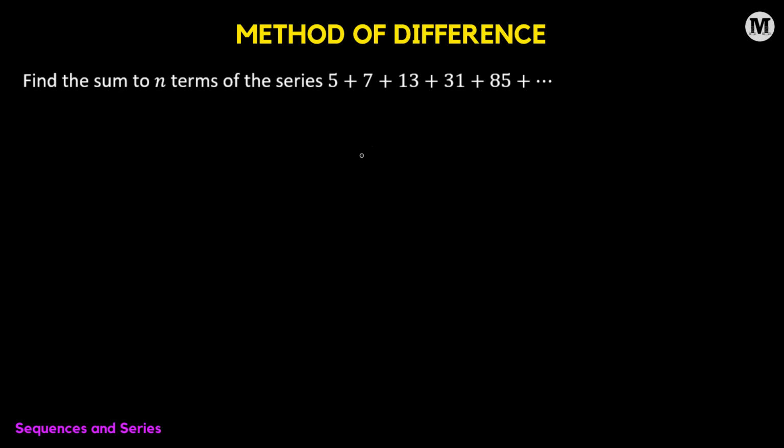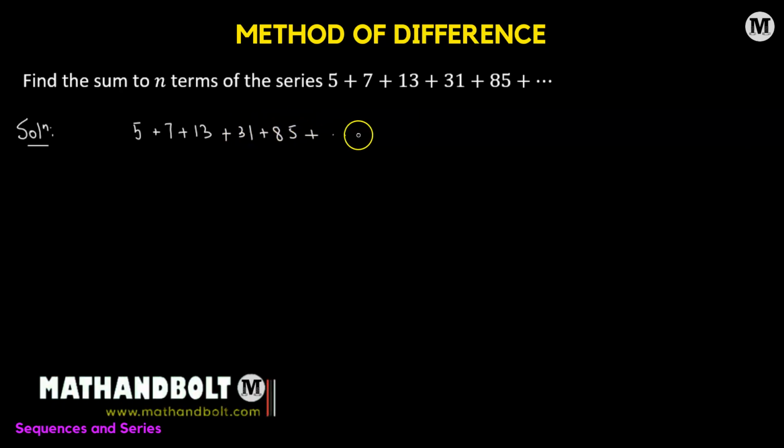Find the sum to n terms of the following series. Let us begin. So here we have a series where the first term is 5, followed by 7. Then we have 13. Next term is 31. And then we have 85. Now this is a series and we need to find its sum to the n terms.